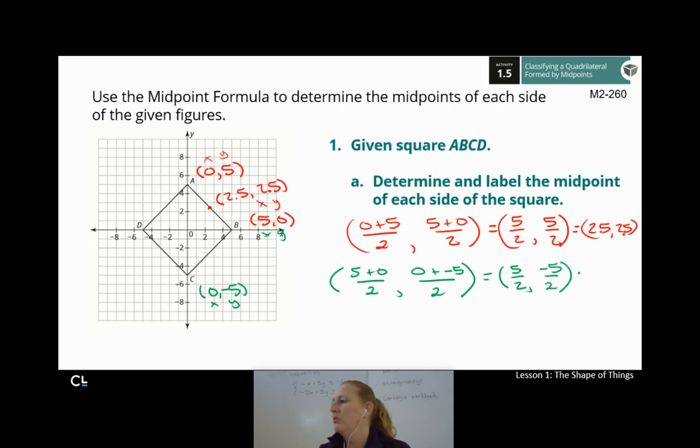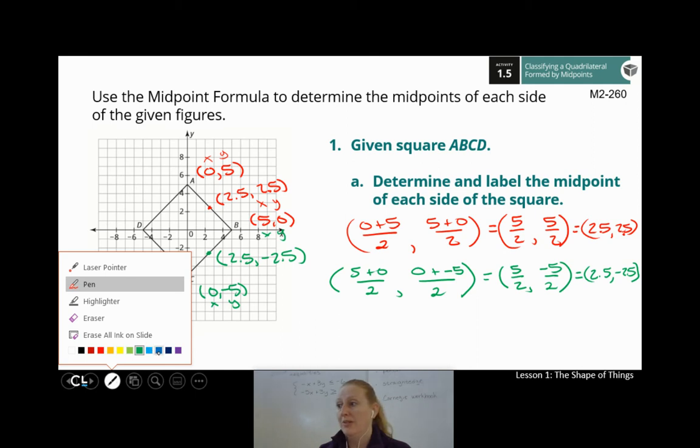And you're welcome to do decimals. That's okay. Looks like my x-coordinate would again be 2.5, but my y-coordinate is now negative 2.5. Sorry, it got messy. Do remember to put a comma in the middle. Do remember to put parentheses around it. It is a coordinate. So it looks like I would go 2.5 to the right and then down 2.5. So here's my next midpoint, (2.5, -2.5).